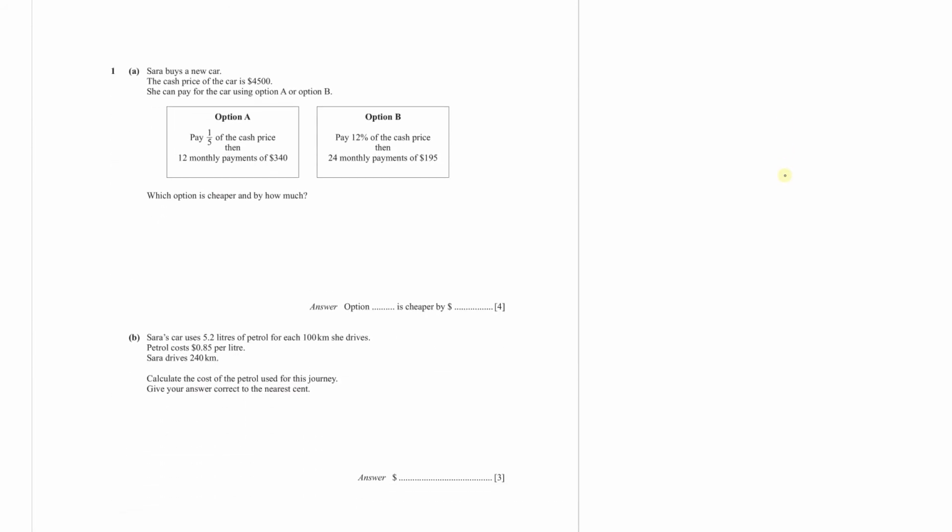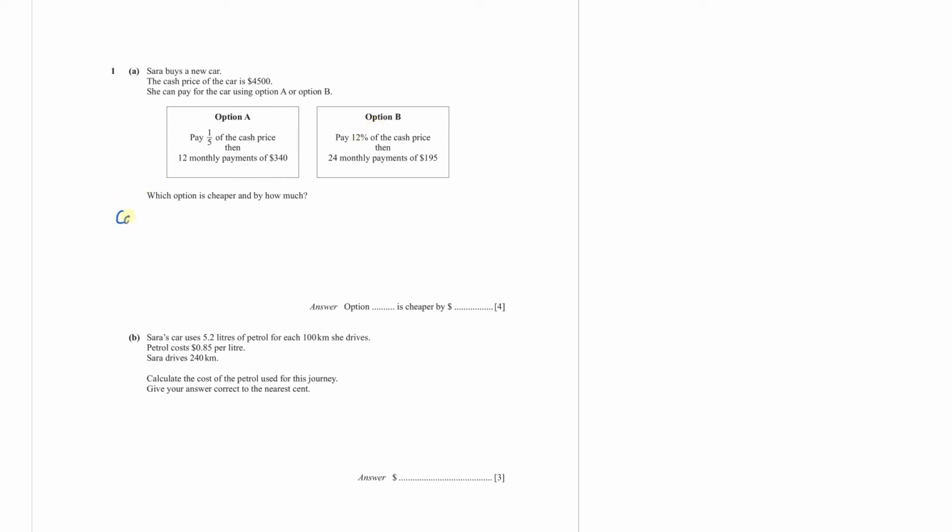So the first question is, Sarah buys a new car. The cash price of the car is $4,500. She can pay for the car using option A or option B. So which option is cheaper and by how much? So we can calculate how much she will pay if she chooses option A and how much she has to pay if she chooses option B, and then compare the total amount.